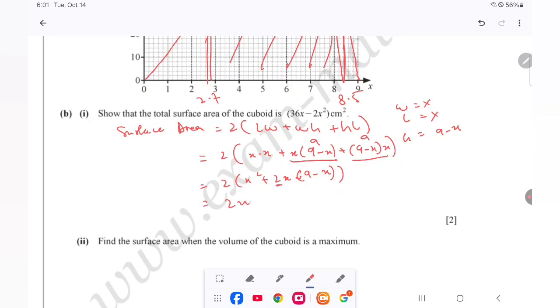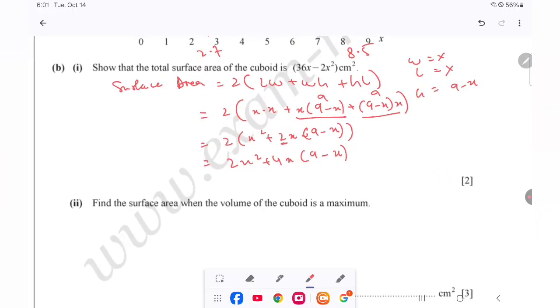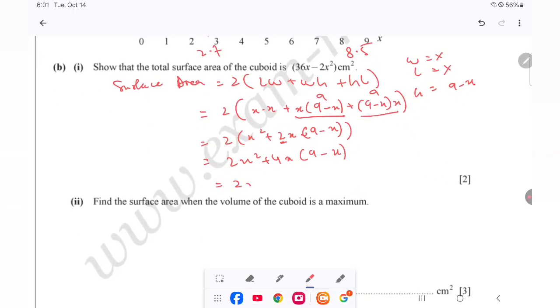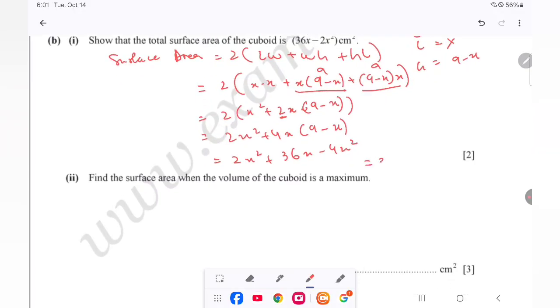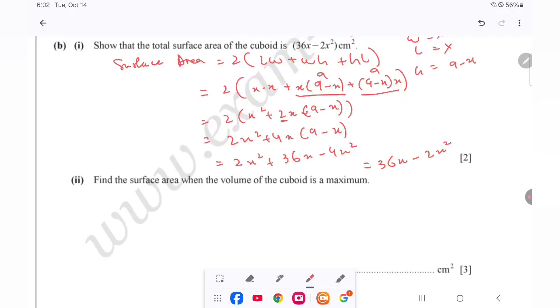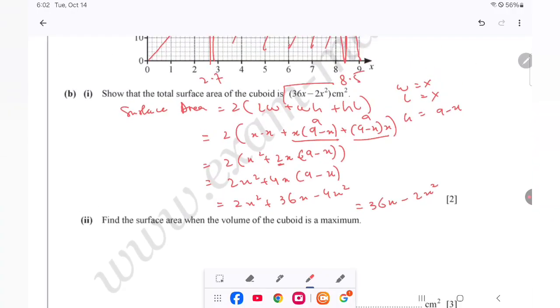Now 2x square plus 4x(9 minus x), and 2x square plus 36x minus 4x square, and when we solve it further we will get our answer, which is 36x minus 2x square. That was required and hence proved.